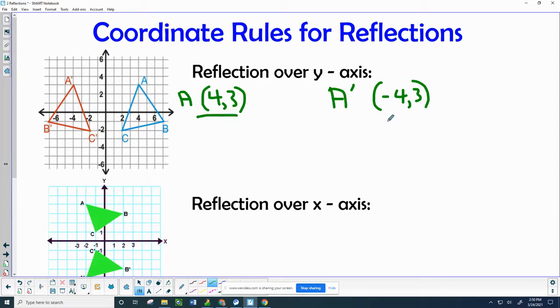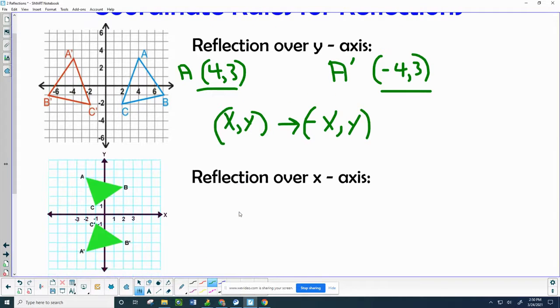So what we learned from this little maneuver is that when we reflect a point over the y-axis, if we have some point x and y, when we reflect it over the y-axis, then what we end up with is negative x, comma, y. The y value stays the same. The x value becomes its opposite. That's really important. That's going to help you a lot in some of these future problems.